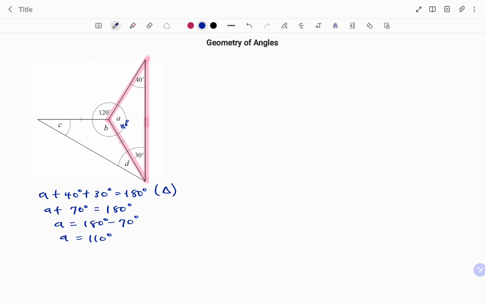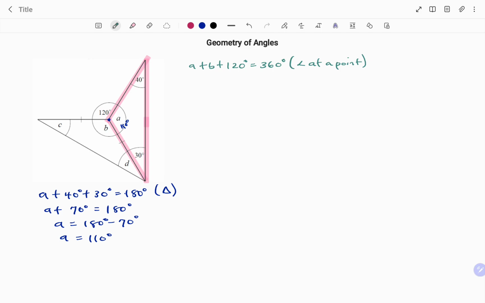To find B, if you check, B, A, and 120 degrees, they are all attached to the point. So therefore, the sum of angles at the point add up to 360 degrees. So to find B, I have angle A plus angle B plus 120 degrees equals 360 degrees. That's angle at a point.